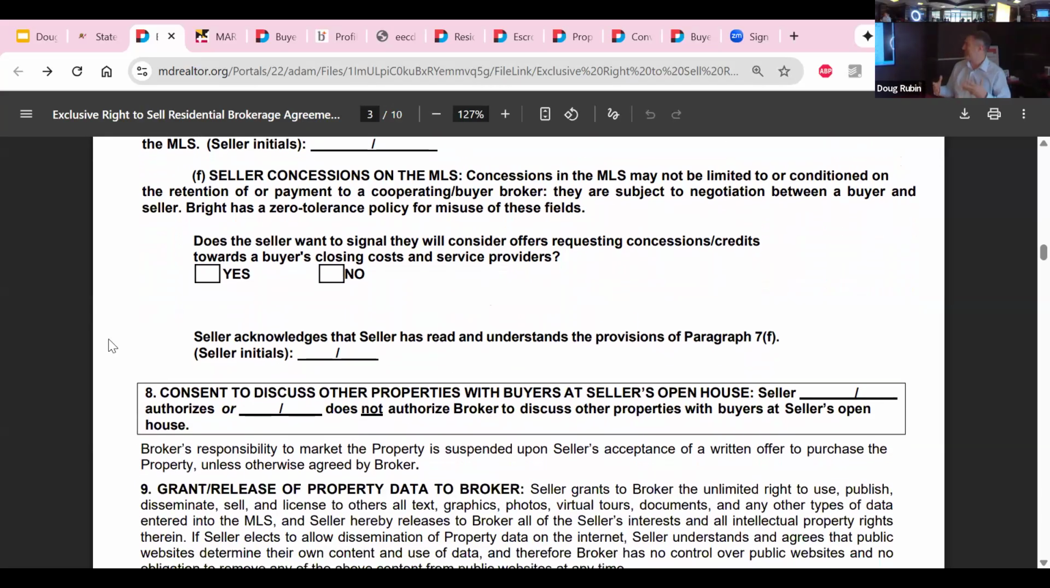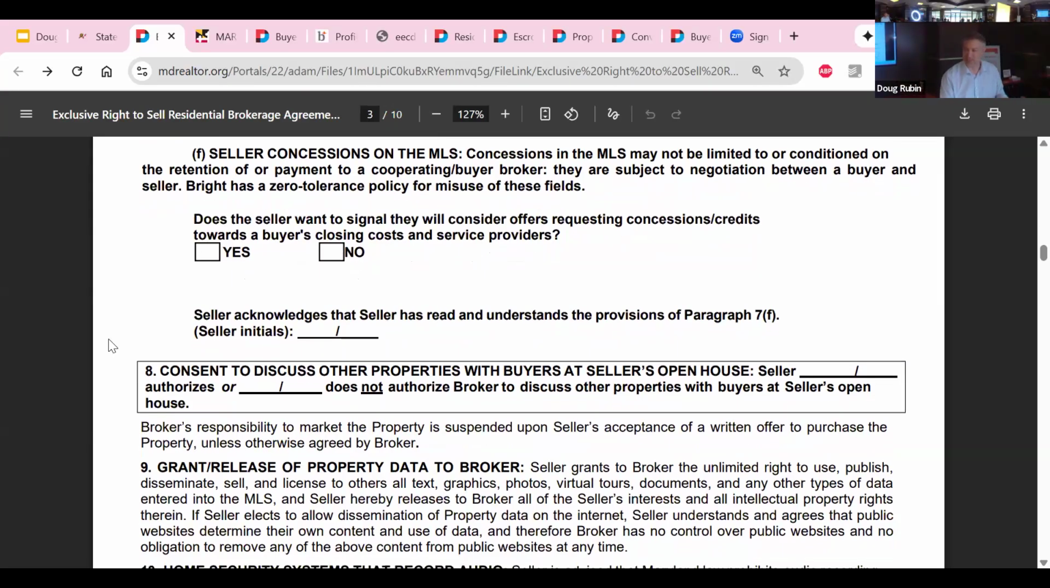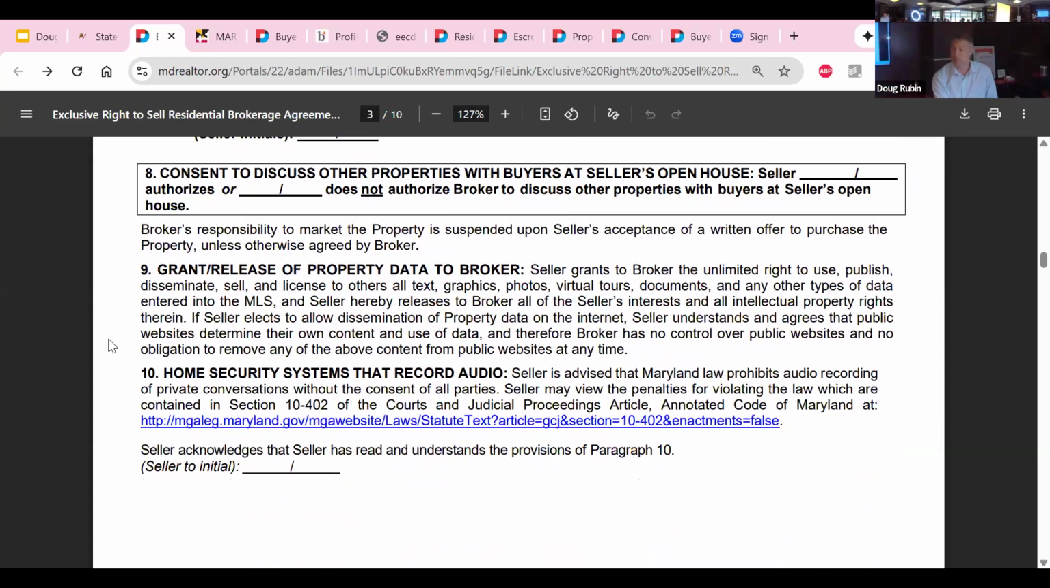The next section is about, are they willing to consider offers of concessions or credits? Most sellers, I think, are saying yes to this, just like, oh, I'm not bound to anything, I'm just willing to consider it, sure. I don't really like this section being in there. I'm not sure that it actually says anything, but it invites us again to have a conversation about, hey, there may be buyers that are going to ask for these credits, right? So let's at least be prepared in that instance.